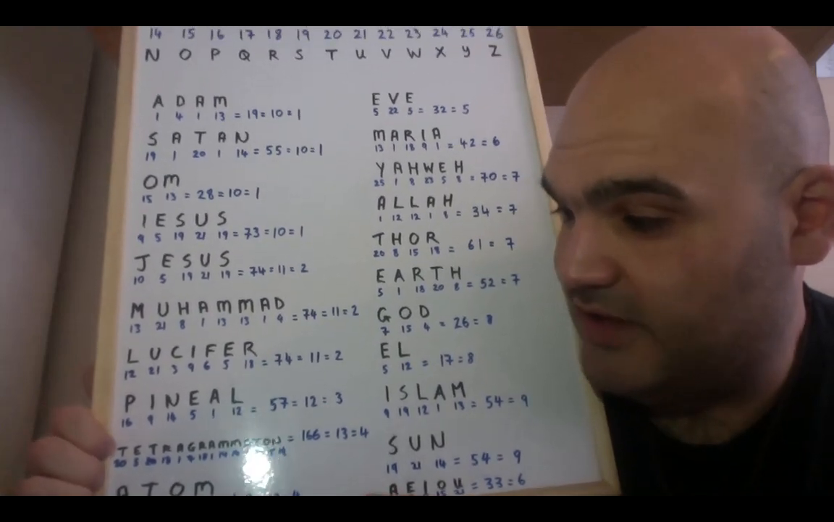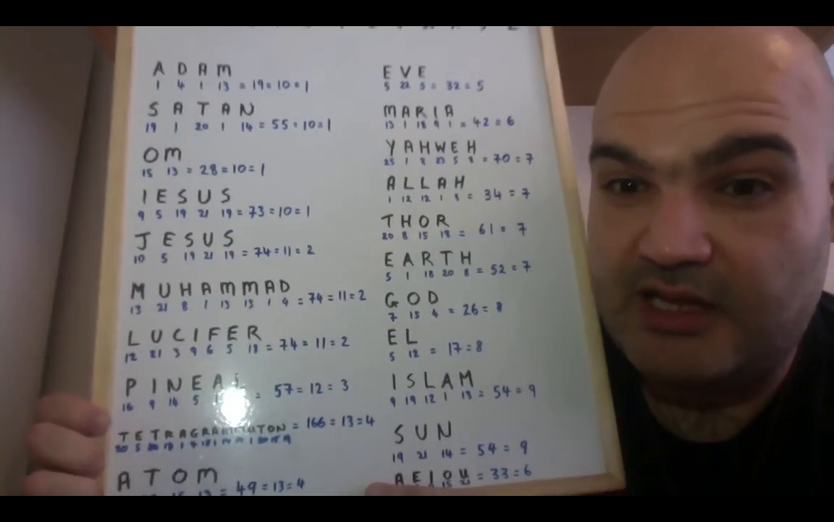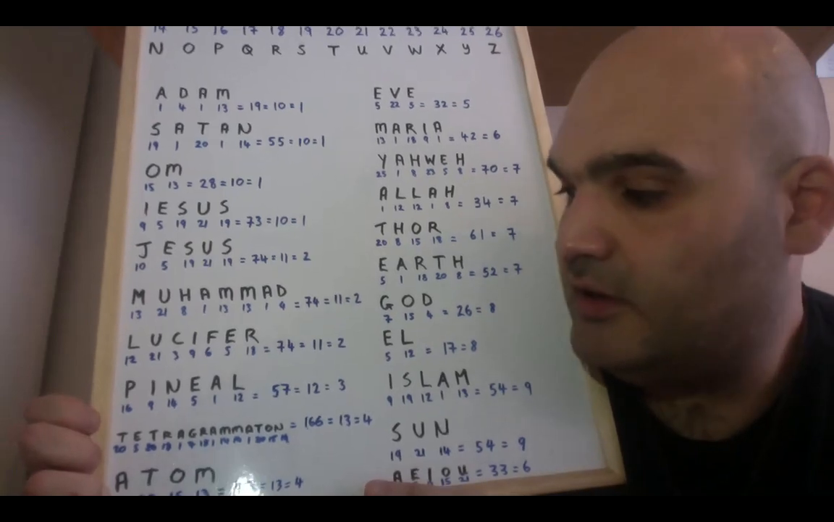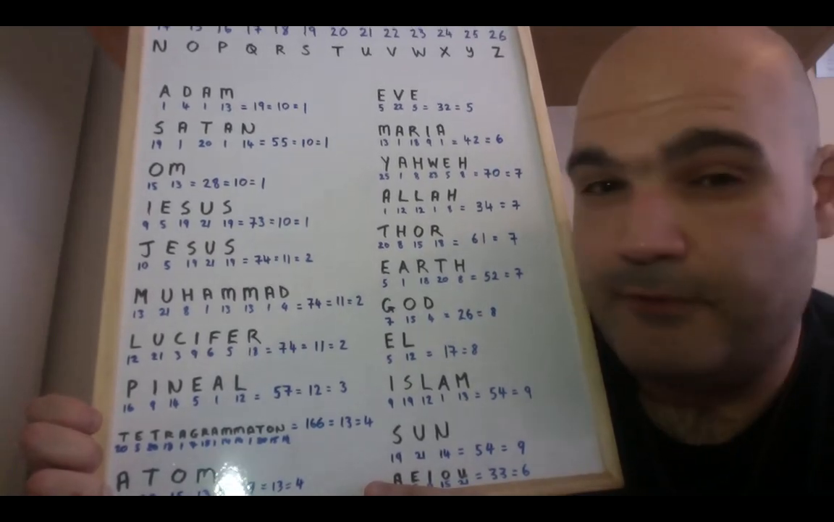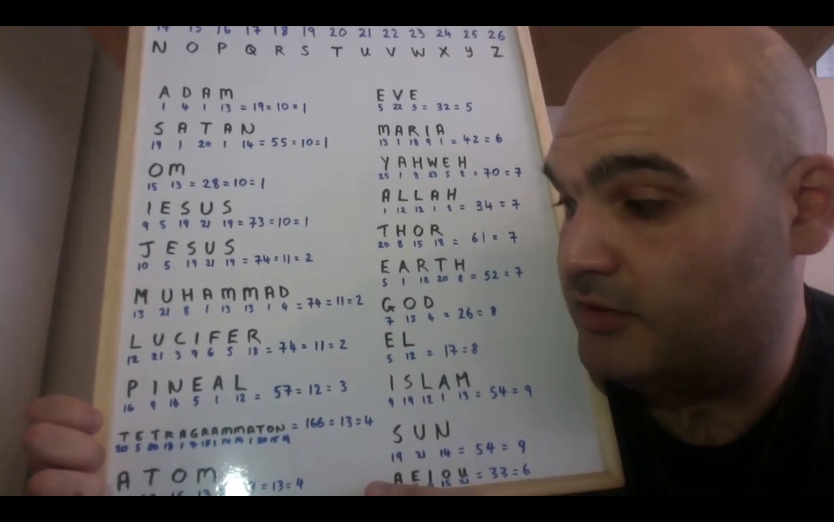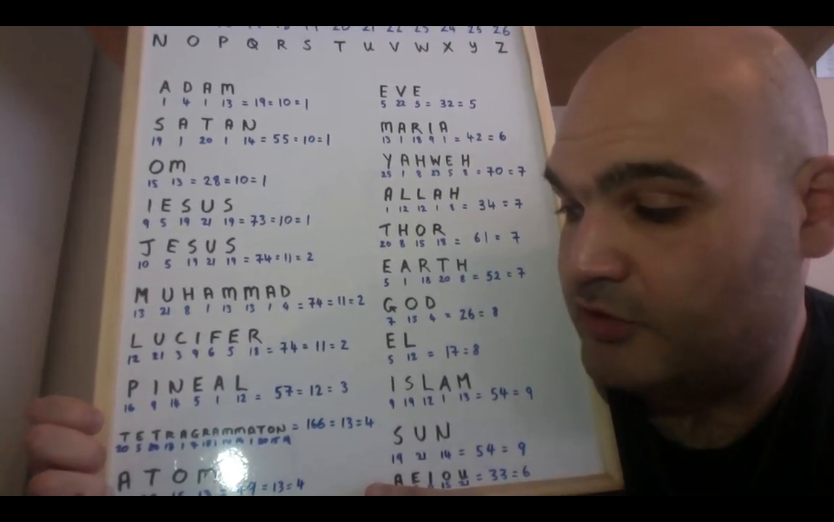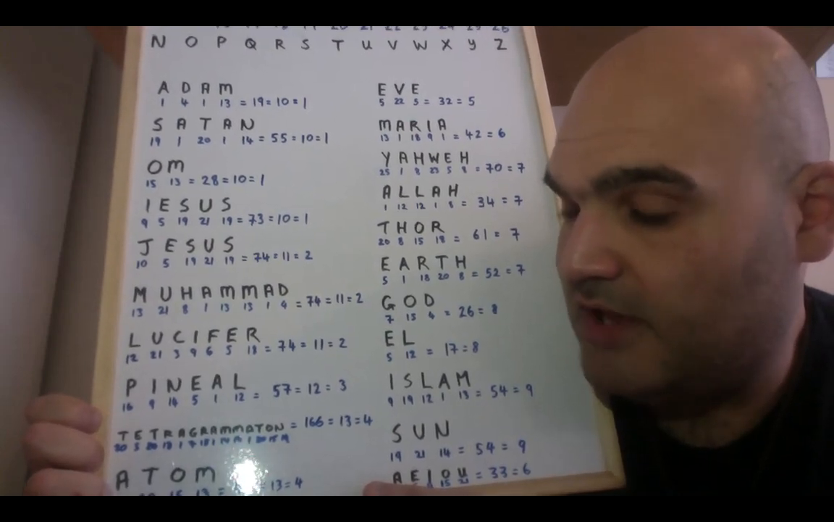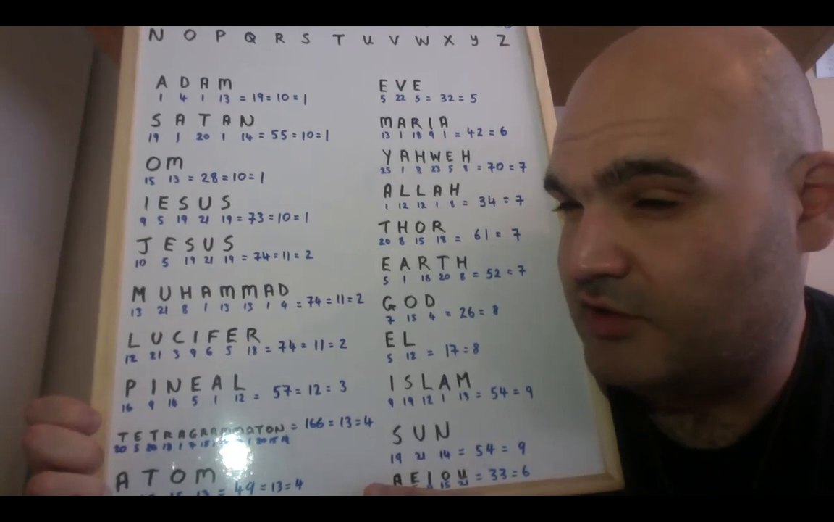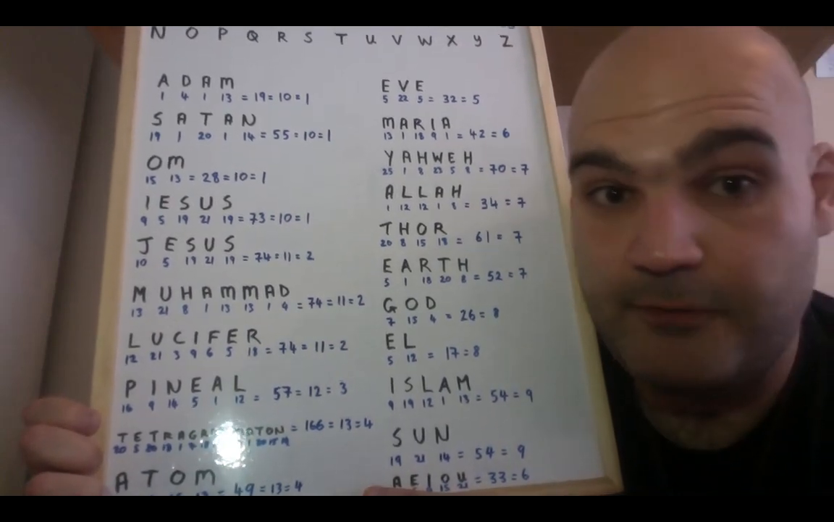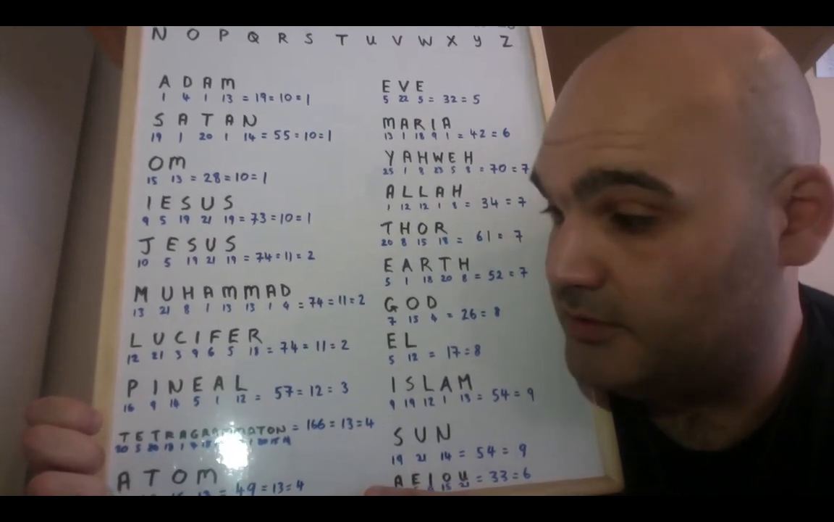The next word, tetragrammaton, which is Hebrew, well, it's Hebrew/Greek. It's the word which means the 4-word name for God. And tetragrammaton in English gematria comes to 166, which when broken down into Pythagorean gematria to a single digit root comes to number 4, and it means the 4-word name for God.